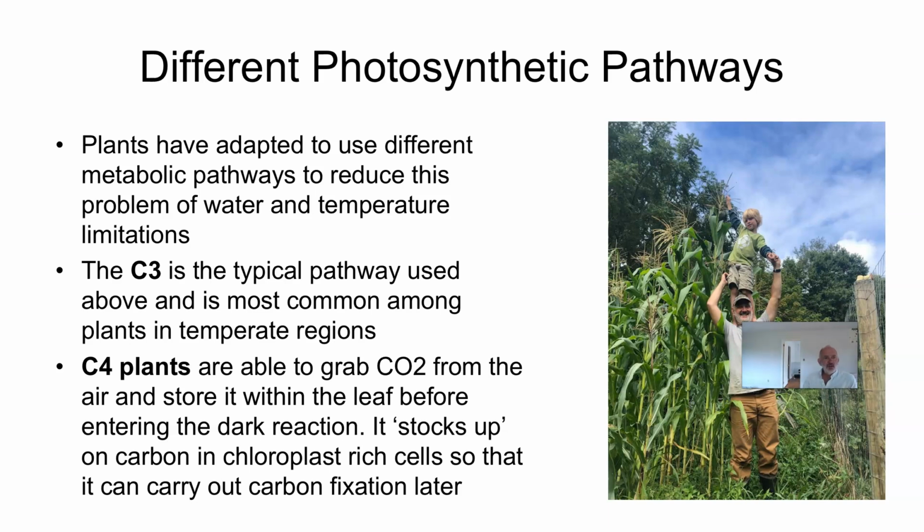What we call C3. This just has to do with how many carbons are in the cycle that is fixing the carbon. But C3 photosynthesis is the typical pathway that we just showed you, right? Light reactions are converting energy, while dark reactions are fixing the carbon. So the C3 plants use this typical pathway that we described above, and it's really the most common in temperate regions.